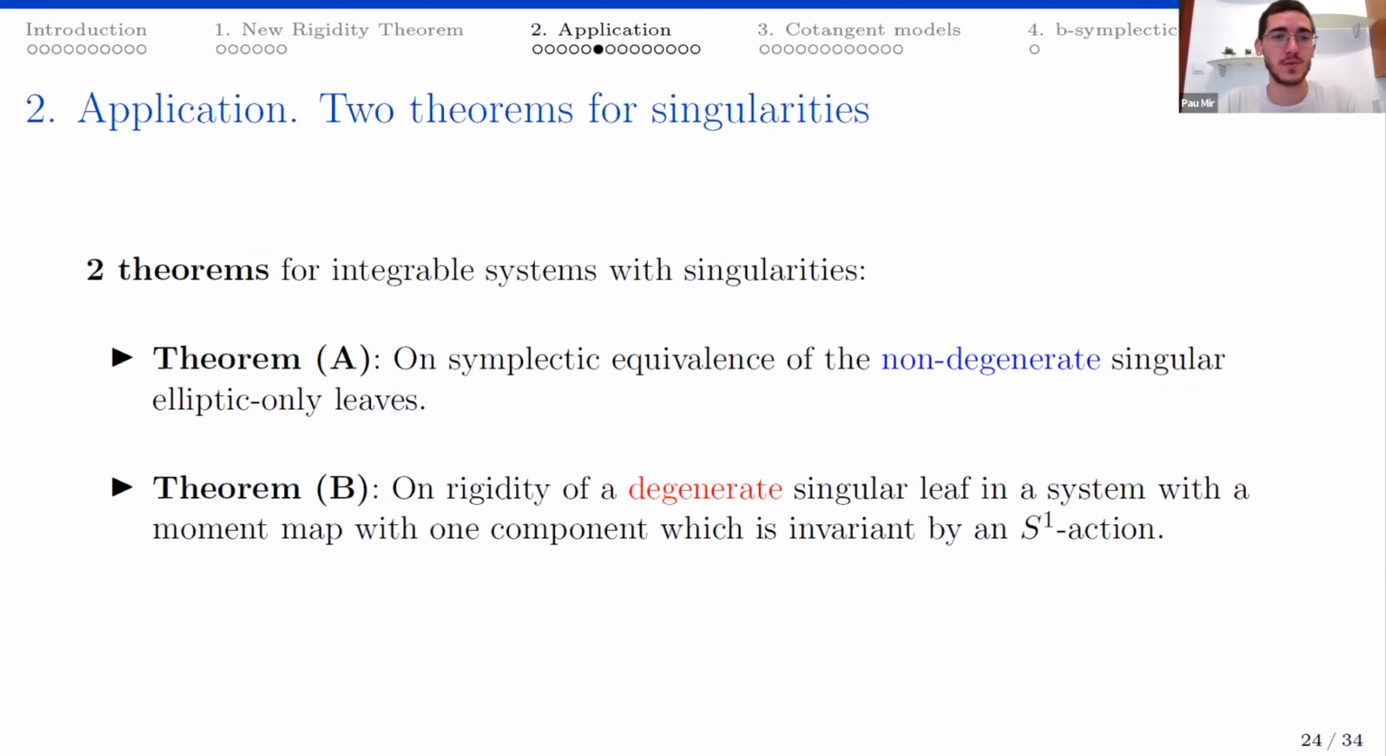Then the two theorems we obtain for integrable systems with singularities that come from the first theorem I showed you today are two theorems that I call Theorem A and Theorem B for simplicity, and are applications of the rigidity theorem on the cotangent lift to the case of integrable systems with specific kinds of singularities. The first one, Theorem A, basically says, as we will see now in detail, that there is a kind of symplectic rigidity in the case of systems with non-degenerate singular elliptic leaves.